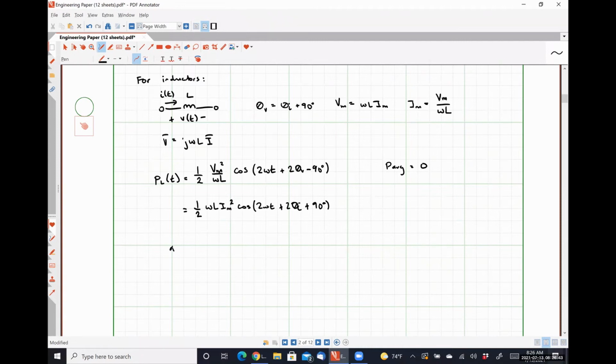Fairly obviously, I hope, graphically PL of t should look something like this, where I'm playing fast and loose with the phase angles here. So again, exactly half of the time it's above, the other half of the time it's below the horizontal axis, giving us, again, an average power of 0.